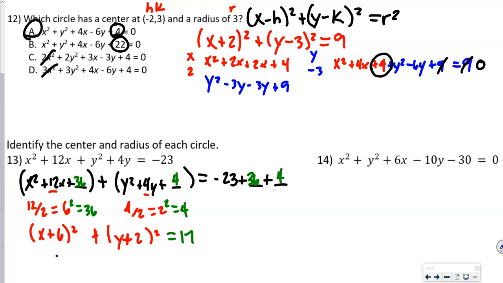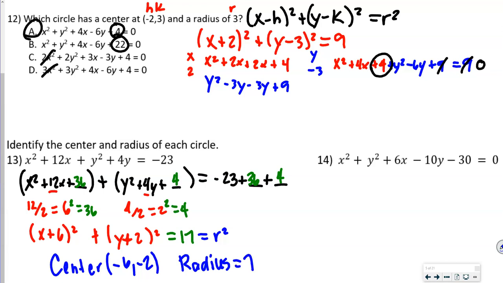Okay, so the center, remember when we pull our center, because the equation is x minus h and y minus k, we're always going to change the sign. So our center is going to be -6, -2. And when we find our radius, we're going to take the square root of whatever is on the other side of the equal sign, because this is equal to r squared right now, right? So what we want to do is take the square root of 17, and that is our radius. Okay? All right, so the next one, same thing.